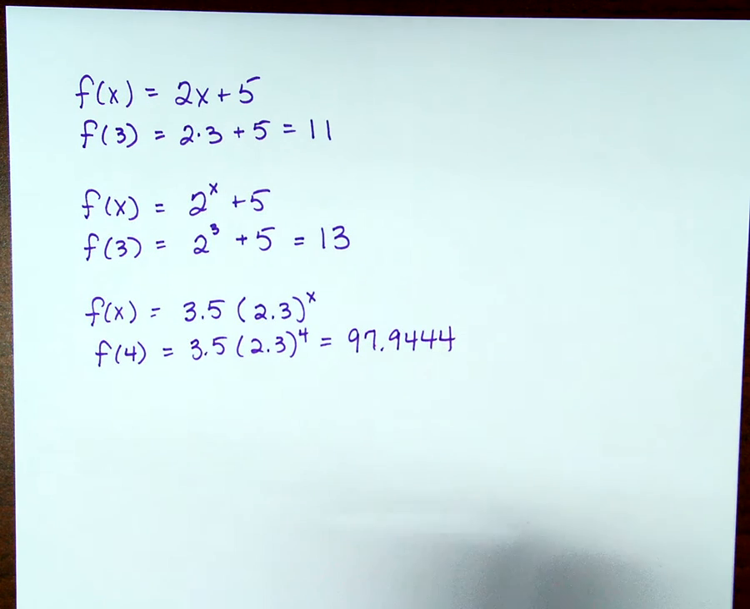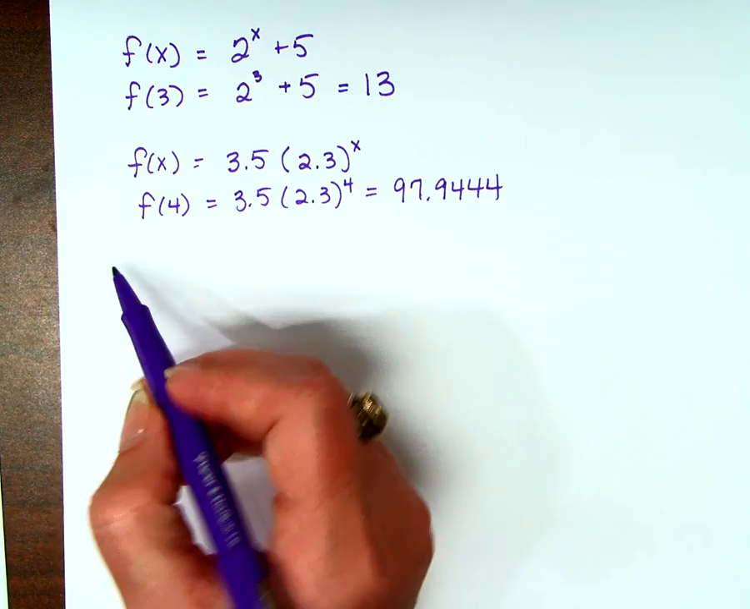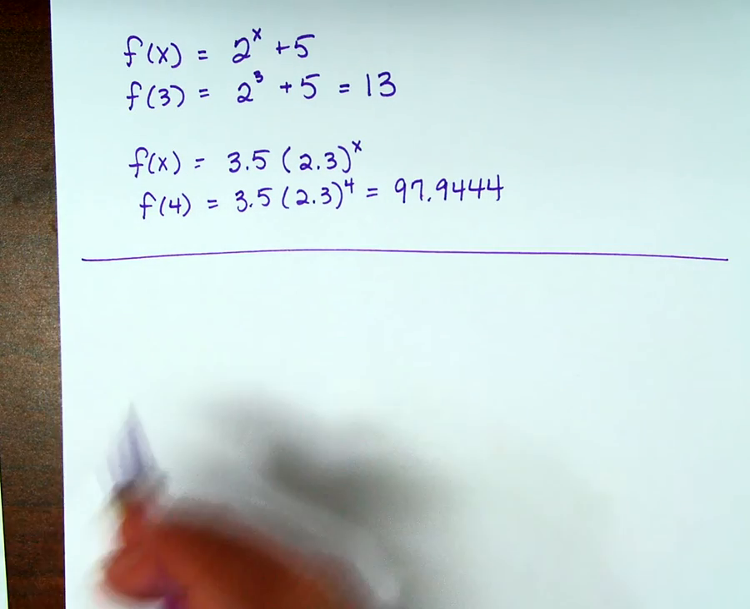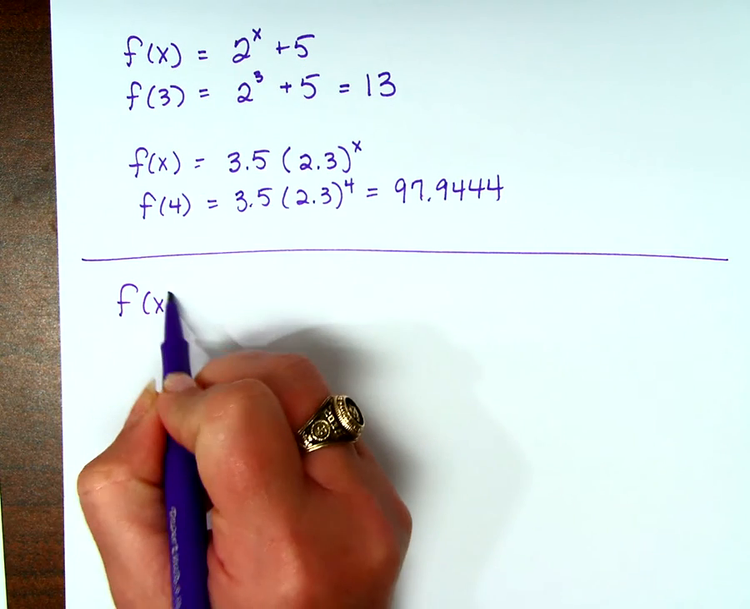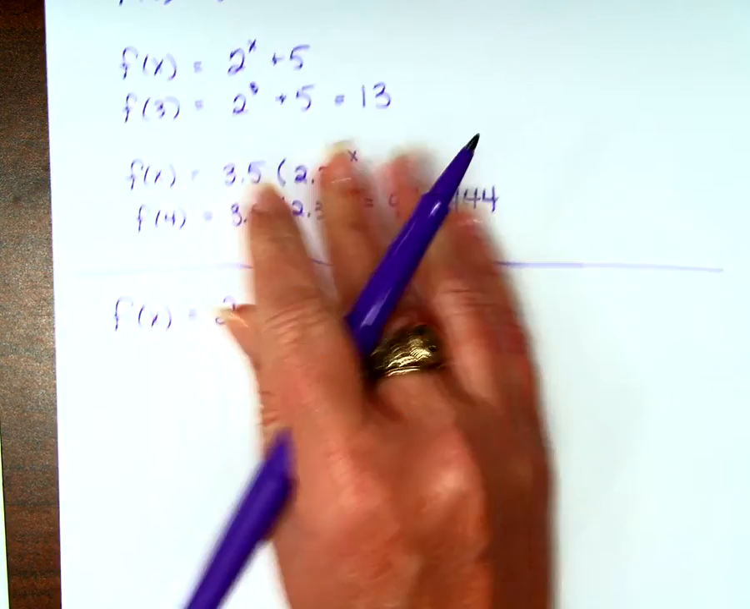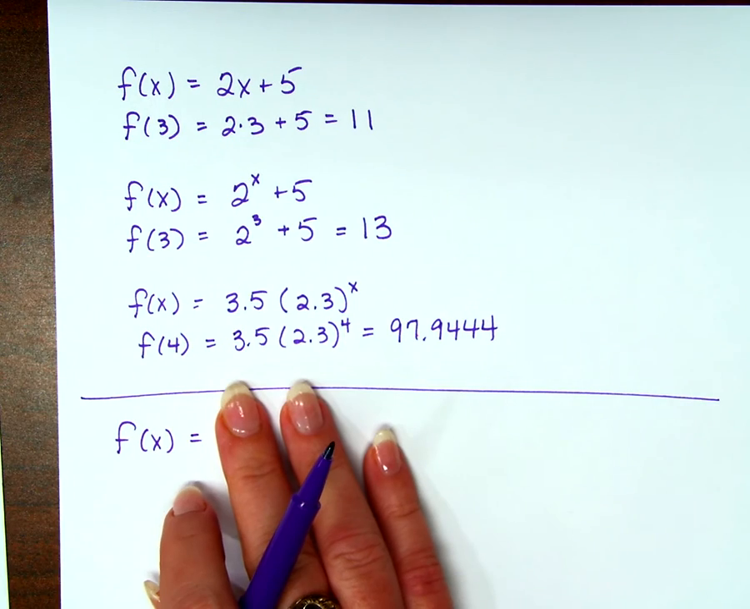That would equal 97.9444. And I just need you to pay attention to the directions, the instructions on each problem, on how to round it. It may say round to the thousandths. It may say round to the tenths. Just pay attention to what they ask for. Got it? Are you guys okay with evaluating exponential functions?